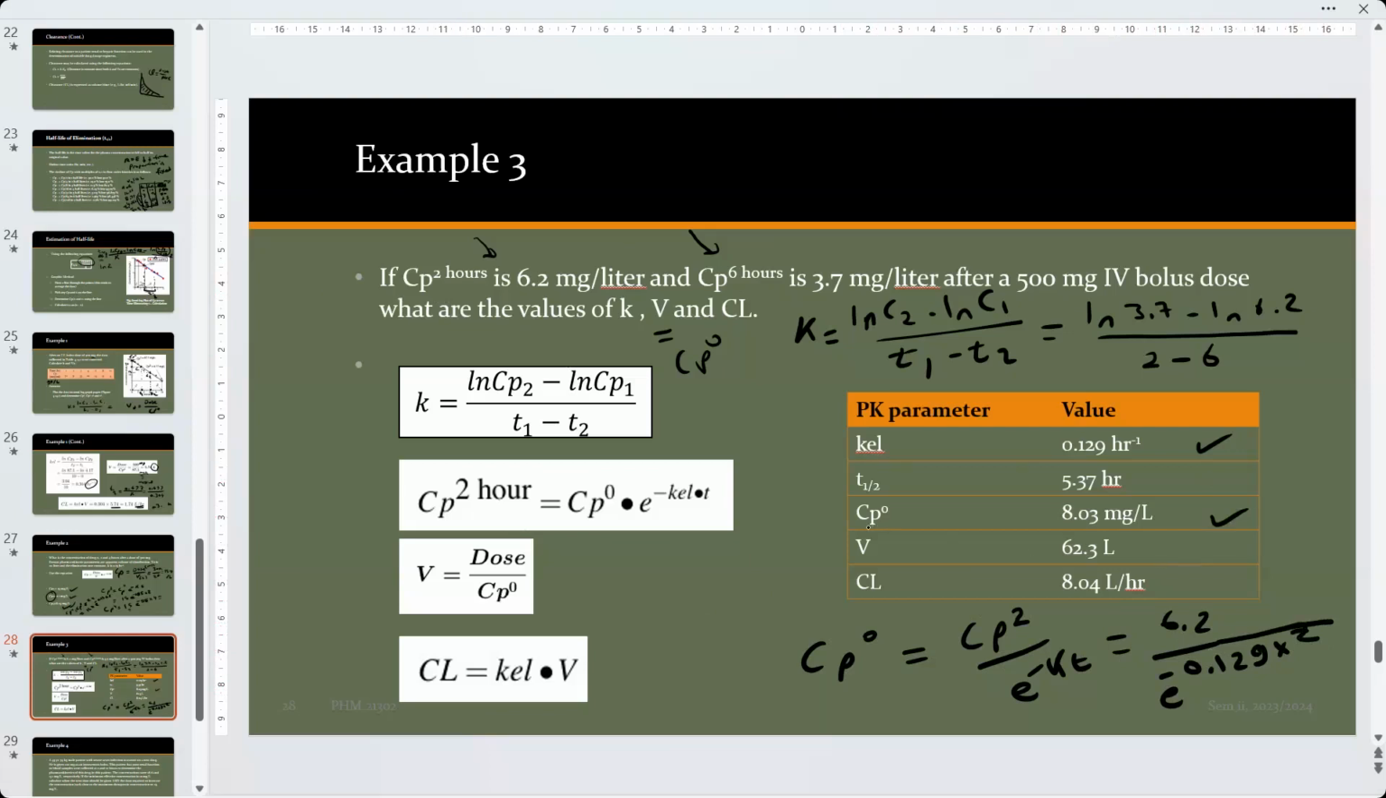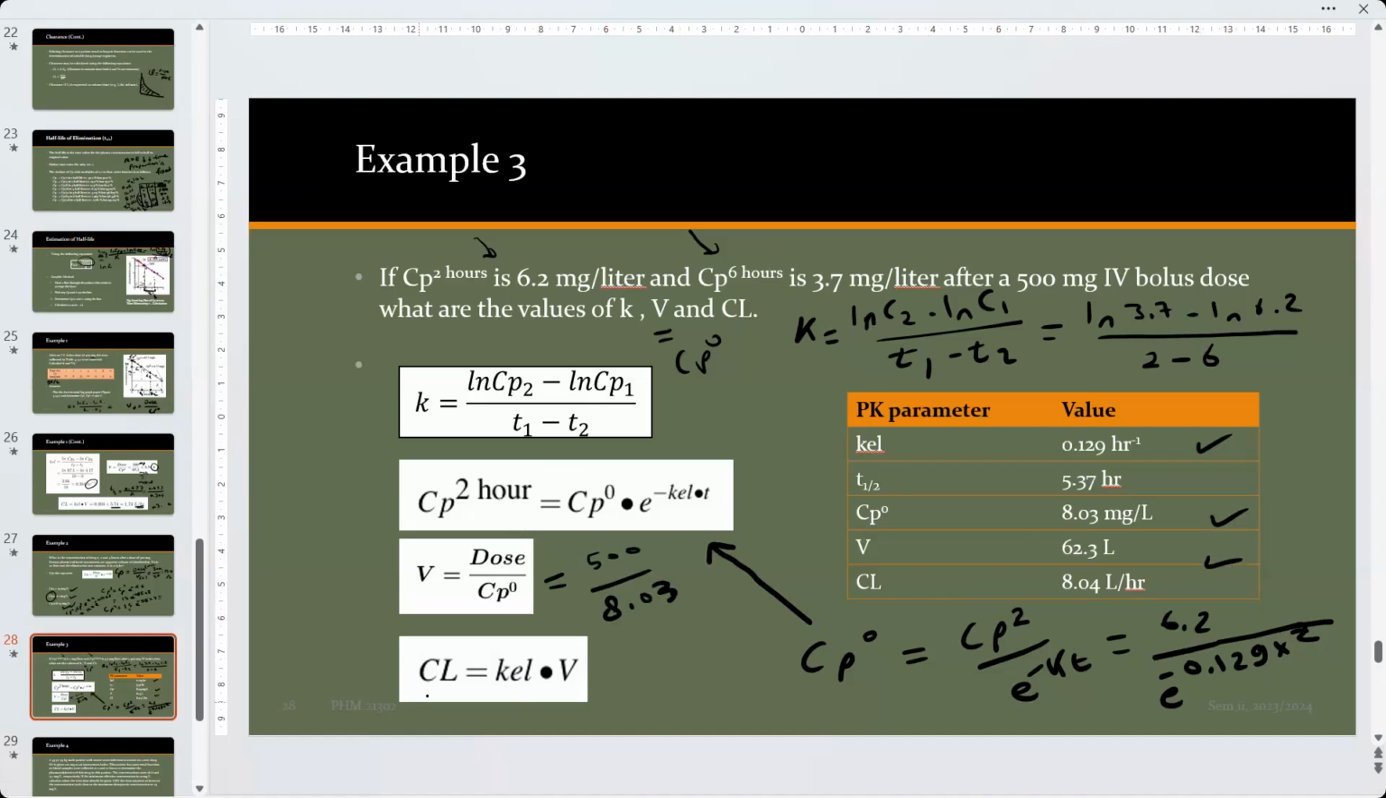If you get Cp naught, that's easy. You can get the volume distribution. V equal to dose divided by Cp naught. So we just converted this equation. So equal to, the dose is 500 divided by Cp naught 8.03. So you get this value, 62.3.